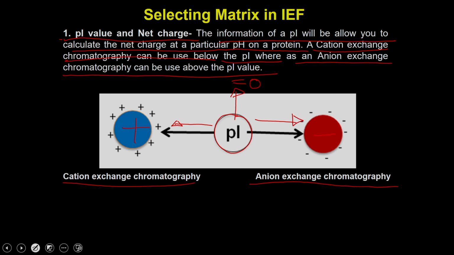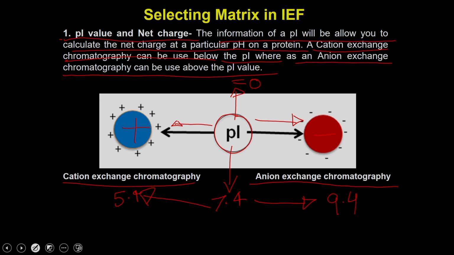Let us take an example. For example, if you have a PI value of 7.4, and I have determined that the protein has no issue with the stability as well as the enzymatic activity, then I can use the cation exchange chromatography at pH 5.4, or I can use the anion exchange chromatography at a pH of 9.4.